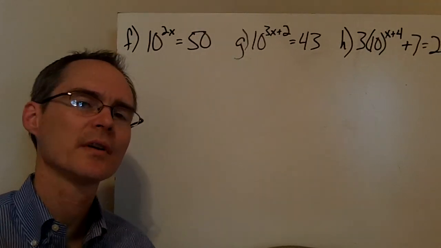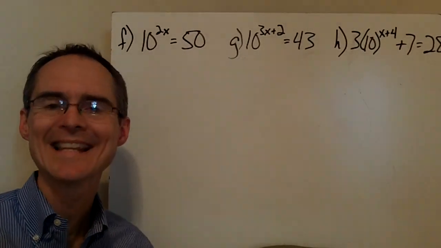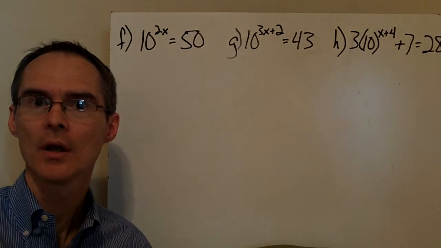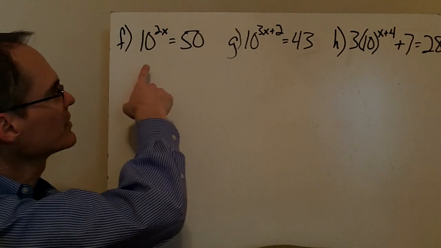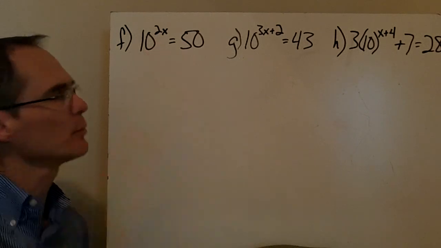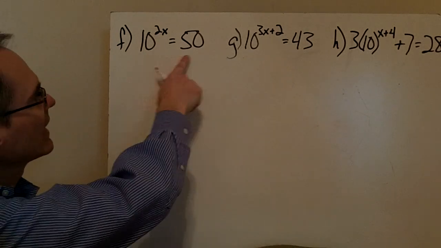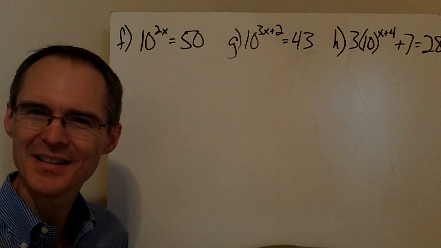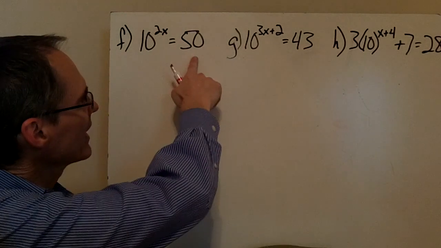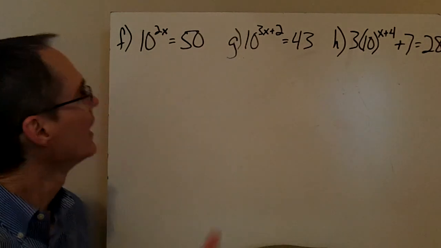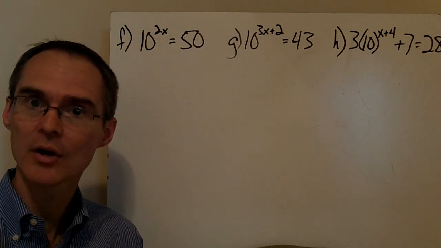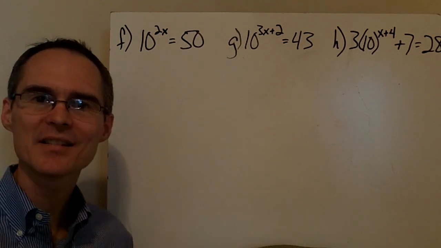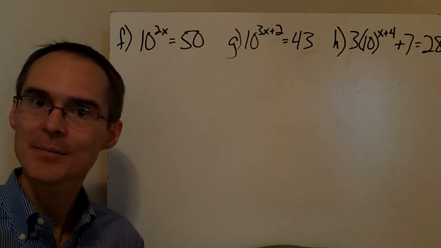So this all seems fairly straightforward if I got numbers like 10 or 100 or 1,000, which are easy to write as powers of 10. But what if I've got an equation like this one, 10 to the 2x equals 50, and 50 now is not as easy to just look at and write as a power of 10. Except I remember that I have this special button on my calculator called the log button, which lets me essentially write any number as a power of 10.